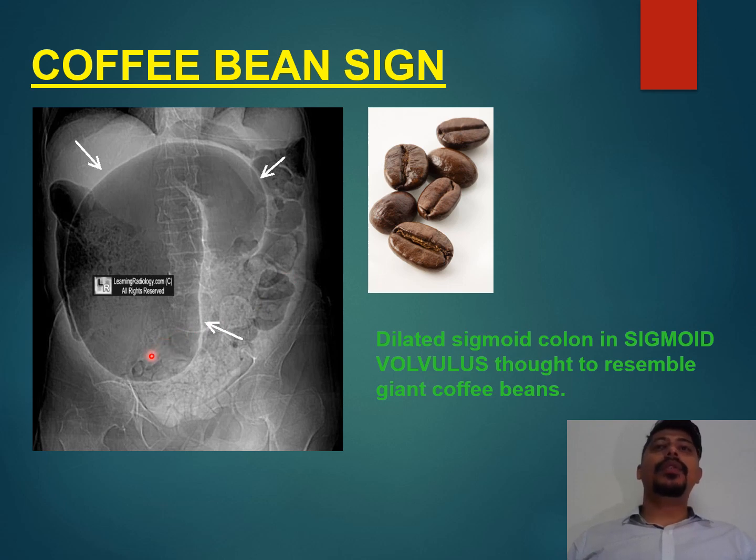Coffee bean sign. A dilated sigmoid colon gives the appearance of the coffee bean sign. So why is it sigmoid volvulus and not cecal volvulus? Because we can appreciate that the large bowel loops are dilated peripherally, and the apex of the volvulus is seen in the cecal region. So that is why it is a sigmoid volvulus. If there are no dilated large bowel loops and the apex is towards the sigmoid, then it is a cecal volvulus. So this is how we differentiate. So this is the characteristic sign, coffee bean sign, seen in sigmoid volvulus.